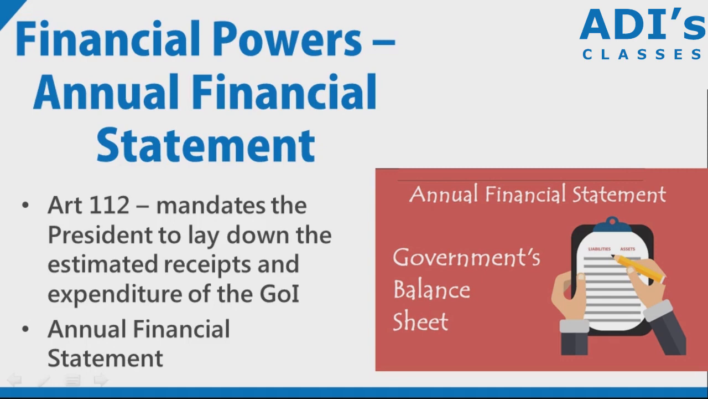According to Article 112, the president has to lay down a report of both estimated receipts and expenditure of the government of India for that year before the parliament. This is known as the annual financial statement. As we study the parliament, we will read more about the annual financial statements, and when we read about the different kinds of bills, we will read about money bills also. Right now you just need to know that the president gives prior assent to the money bills and he lays down the annual financial statement before the parliament.